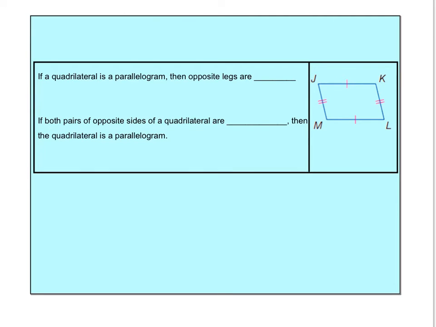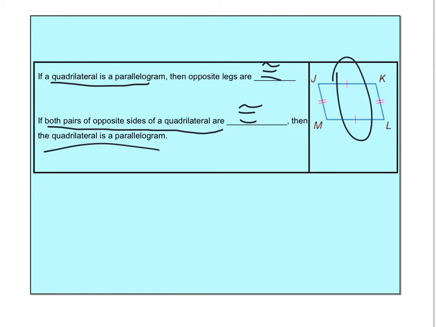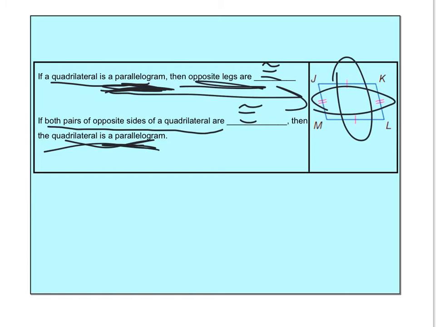So if a quadrilateral is a parallelogram, then the opposite sides are going to be congruent. Okay, if both pairs of opposite sides of a quadrilateral are congruent, then the quadrilateral is a parallelogram. So if I can somehow show or prove that these two are congruent, these two are congruent, and these two are congruent, then I can say, yes, it's a parallelogram. Likewise, if they flat out tell me, yes, this shape is a parallelogram, then I can assume that that is true.